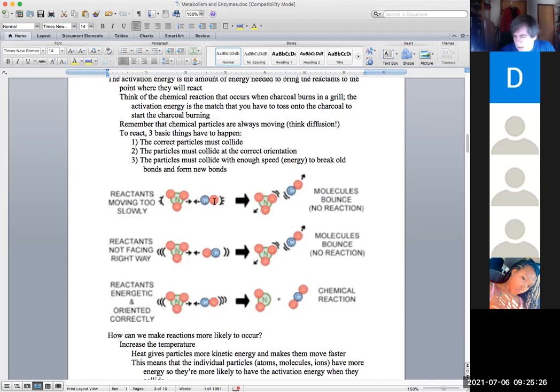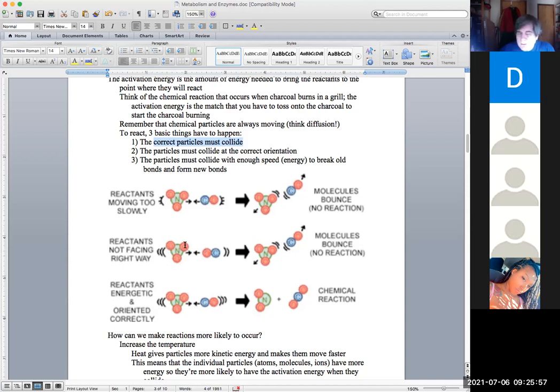One is a carbon atom connected to some oxygens. So the first thing that has to happen is the correct particles have to collide. If we're looking at this chemical reaction, we have to have the right two things collide. Remember what I just said, there's 10,000 different kinds of molecules in our cell. So if the wrong two molecules collide, nothing happens.